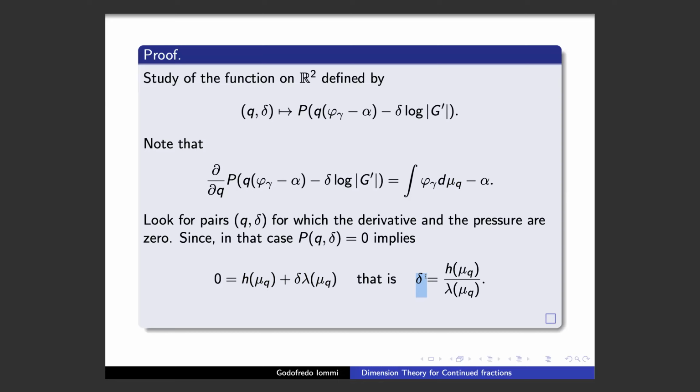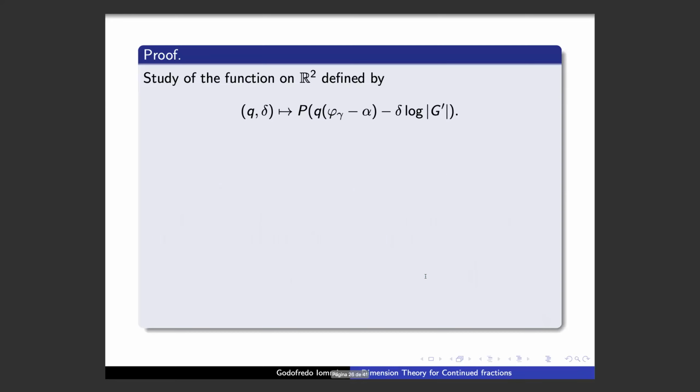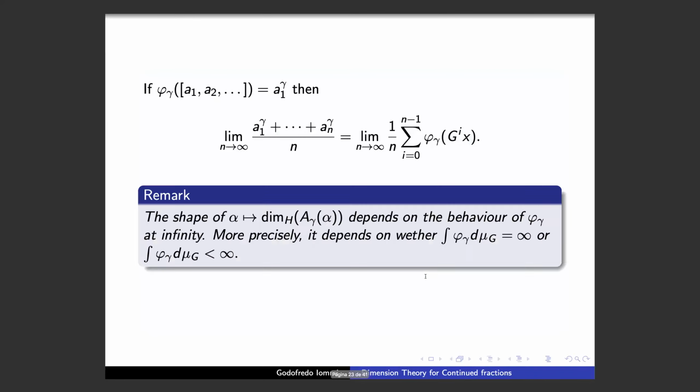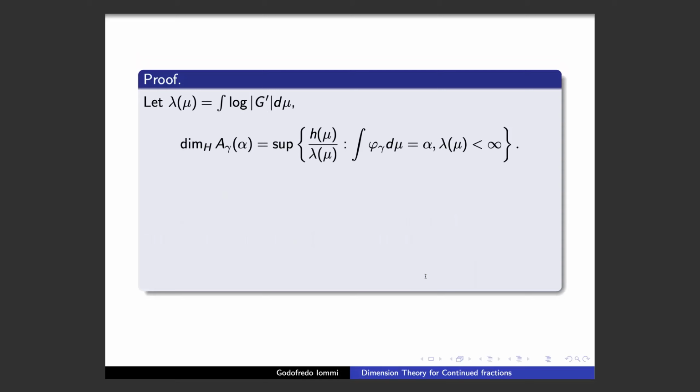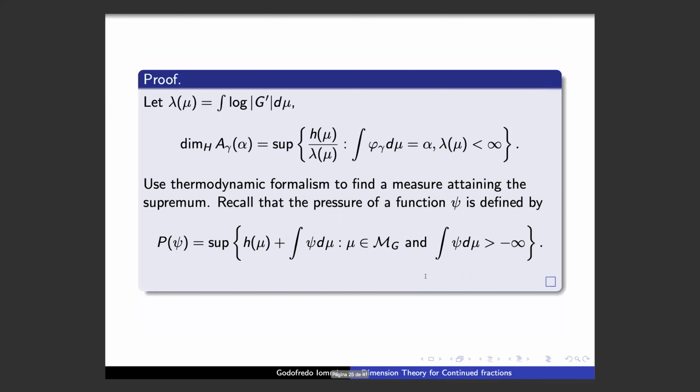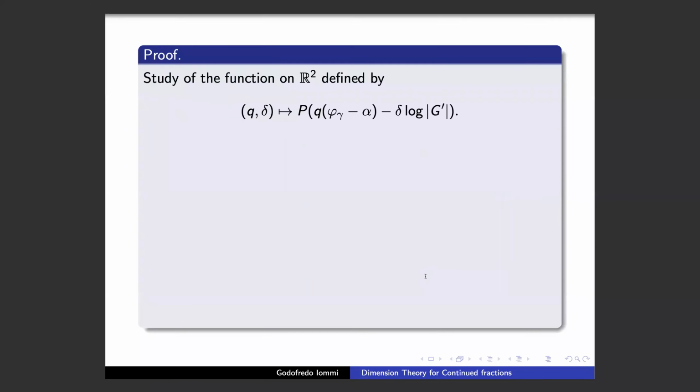So mixing these ingredients, you basically are able to find a measure that attains that supremum. Okay, so that's the aim. We have the variational formula, then we want to find measures that attain the supremum, and in order to do that, we study this type of functions.